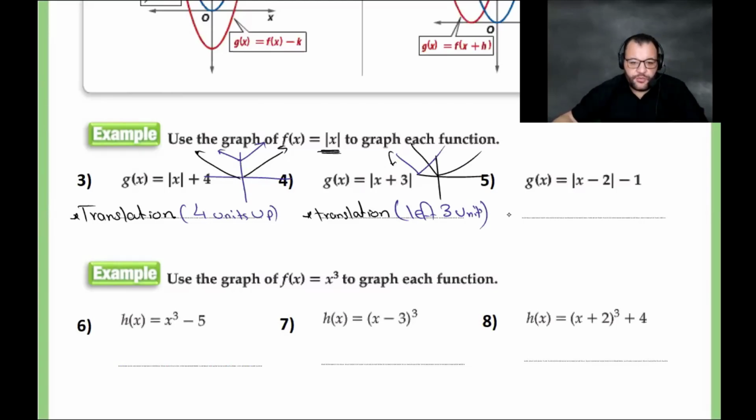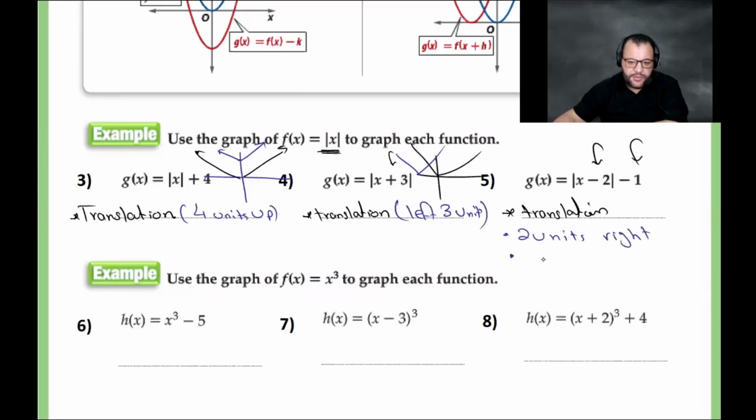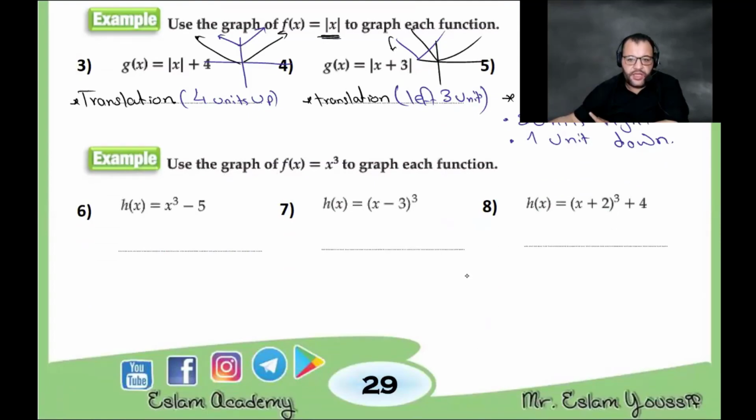What is the type of the transformation that we have for number 5? Translation. But now we have 2 types of translation, inside the bracket and outside the bracket. The first one inside the bracket is 2 units. And outside the bracket, 1 unit down. Any problem for this one? No. So please solve questions number 6, 7, 8 and send it to me, please.